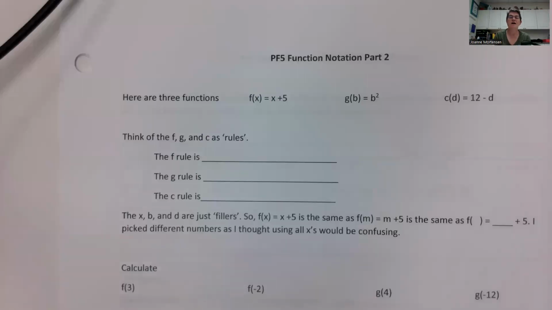Hey there, this is PF5, Polynomial Functions, Part 5. And we're talking about Part 2, Functional Notation, which is this f of x stuff.